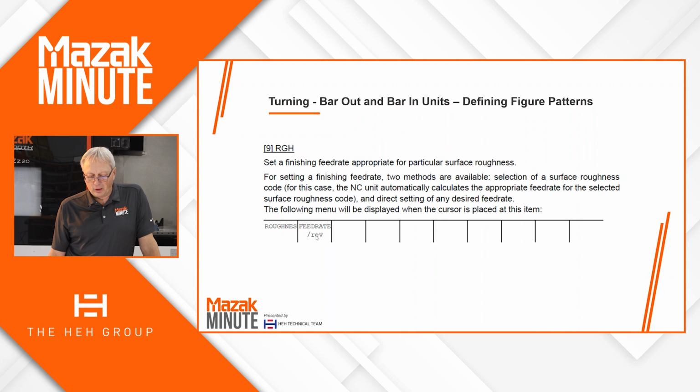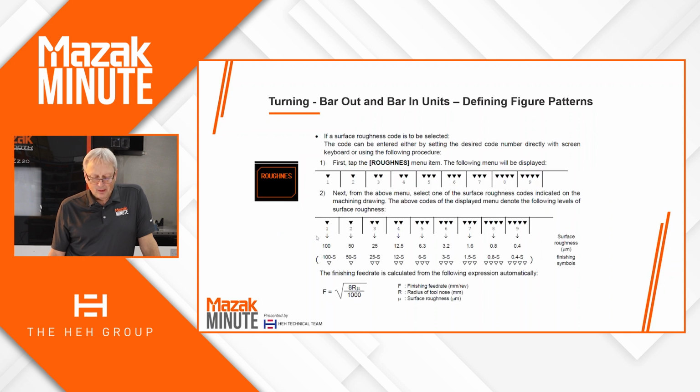On the next screen, we're going to go ahead and look at the roughness. And like I said earlier, we're going to have 1 through 9. You look at your finish, and basically you're looking at micrometers. So you have 100 micrometer, 50, 25, 12.5, 6.3, 3.2, 1.6, 0.8, 0.4. So the higher the number, or the more arrows you have for finish markers, the finer the finish.